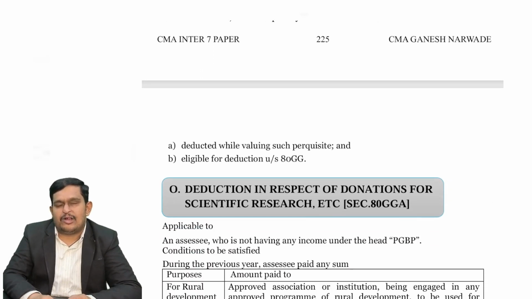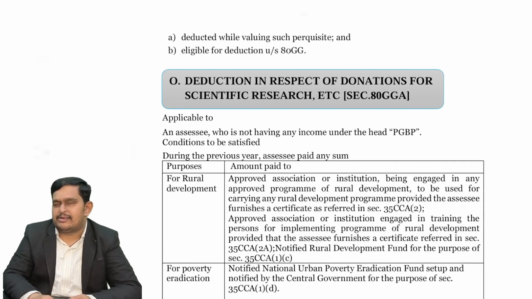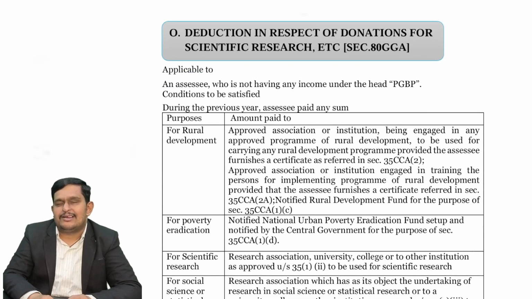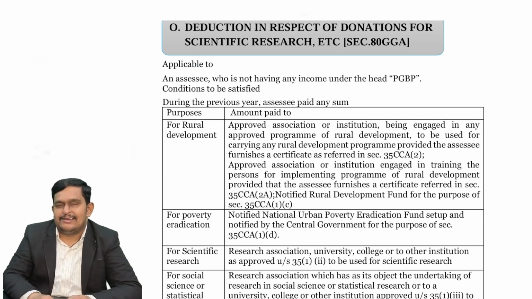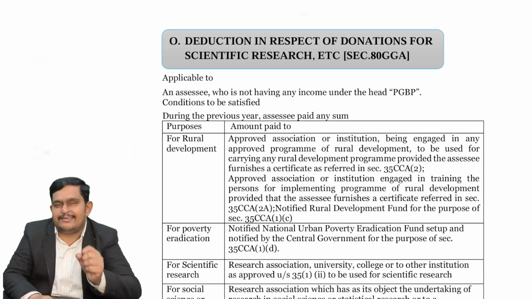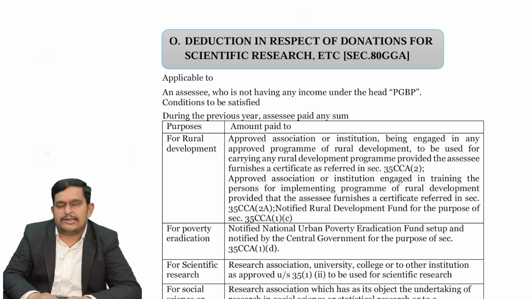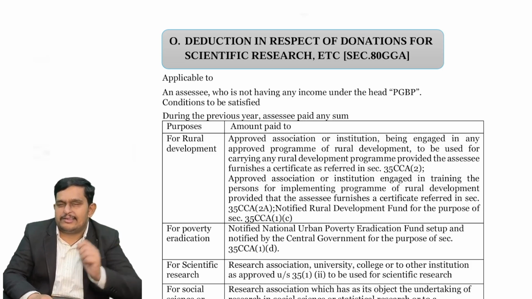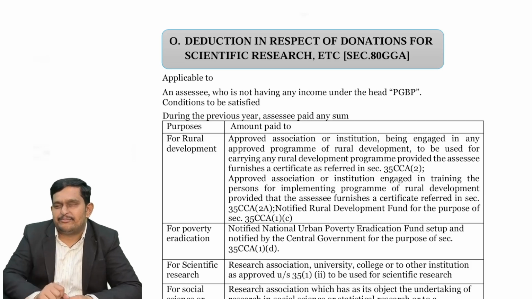Now here, this is not much important from the exam point of view. So what we'll do, we'll have a glance at it, right? 80GGA talks about scientific research. So if you are giving donations to scientific research, then you will get deduction under 80GGA. But now you may say, sir, if we are donating to scientific research, under section 35 we get deduction. Then why again 80GGA?